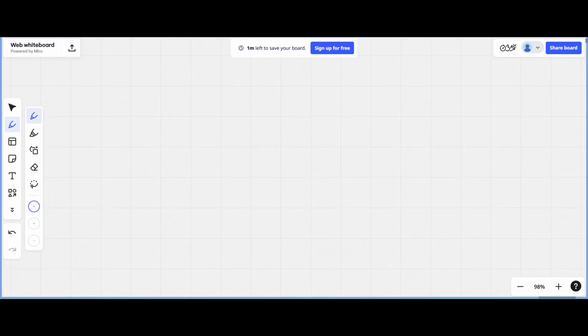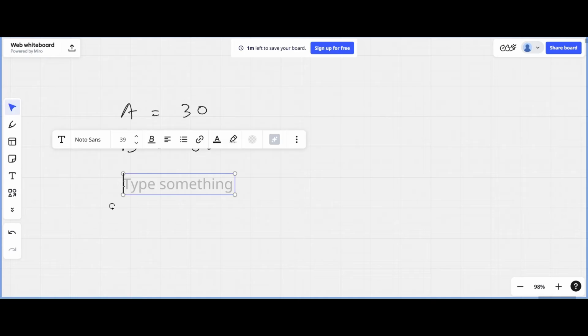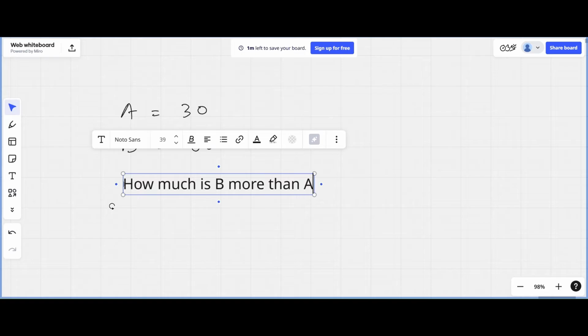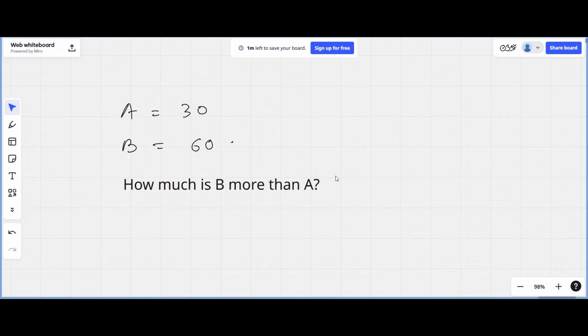For example, A is equal to 30, B equal to 60. If a question comes like, how much is B more than A? I just mentioned "than A", right? Then what comes after "than"? So A will be in the downside. Do you get it? That's how you do the trick. A will come in the downside. This is a mathematical reasoning shortcut method. Whenever a question is asked like this, what comes after "than" will be written in the downside.